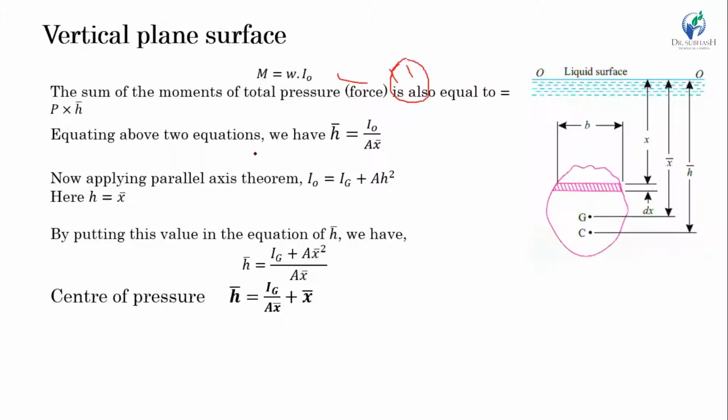Now, according to the principle of moments, let's consider the moment of the resultant force, which is nothing but P, the moment of the resultant force with respect to the free surface of liquid OO. So here, the moment of this pressure force into distance, which is equal to h bar here. Now, the question came into mind: why have we taken h bar larger than x bar?